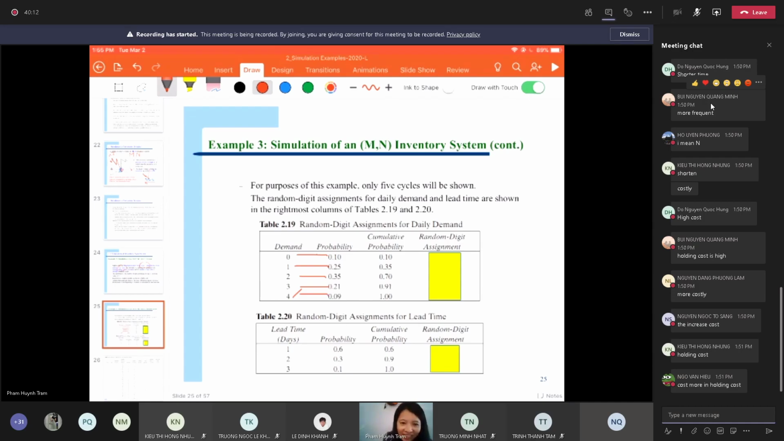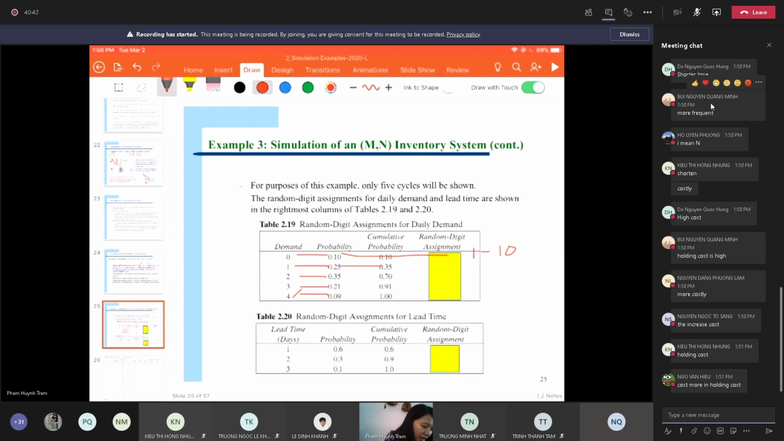Okay, so we use the same technique, assigning the random digits for the demand and the probability. You can think with me, 10% here, I can use 1 to 10 out of 100 digits from 0 to 99.